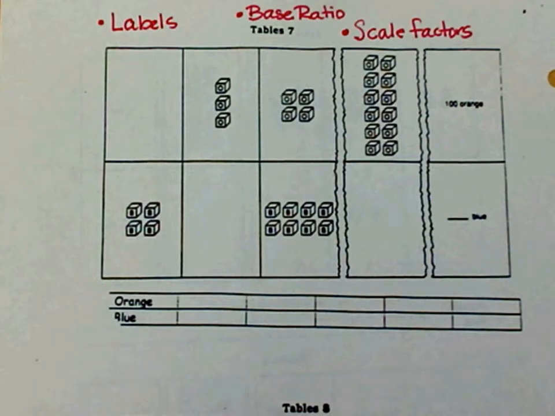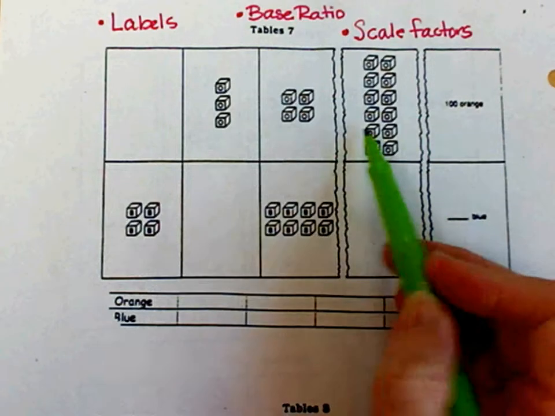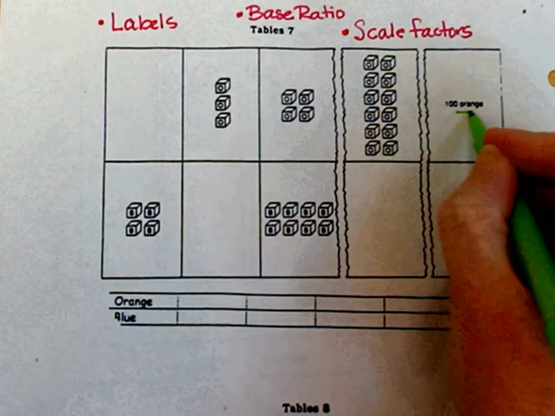Okay, today, boys and girls, we're going to talk about building a ratio table. We're going to look at table number 7, and one of the first things that I want to notice is what it is that we're talking about, and I want to label my table. So when I see all these cubes, I wonder what these cubes are representing, and I see the color orange.